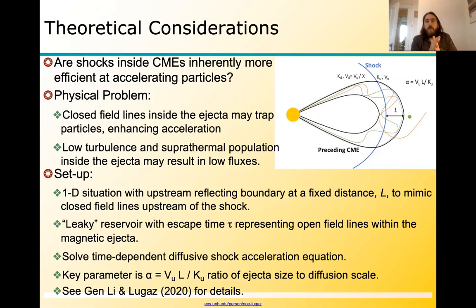So we tried to see what would happen with my postdoc, Jenny, in a paper just published in December of 2020. What we did is create a 1D situation where we have a reflective boundary at a distance L from the shock, which is mimicking this closed field line, pushing the particles back towards the shock. However, there's some leakage, some field lines are open, or there's cross-field diffusion, which allows some particles to exit on a time scale of tau. And then we just solve the time-dependent shock acceleration equation, where the key parameter really is the ratio of this distance of the boundary to the diffusion scale, Ku over Vu.